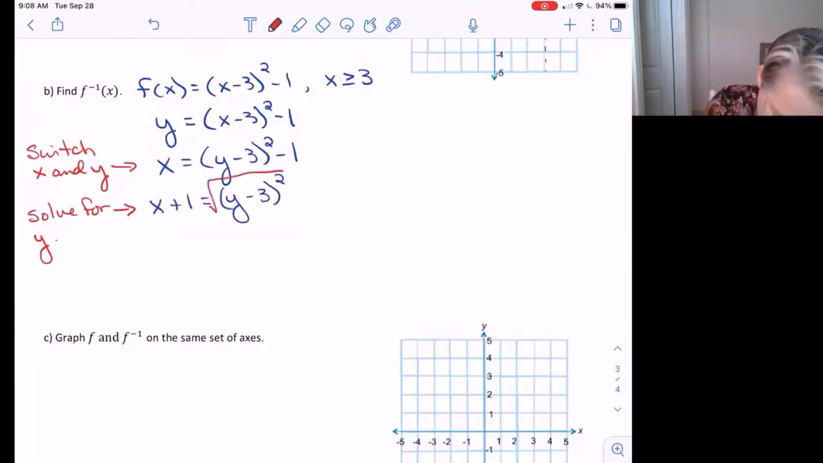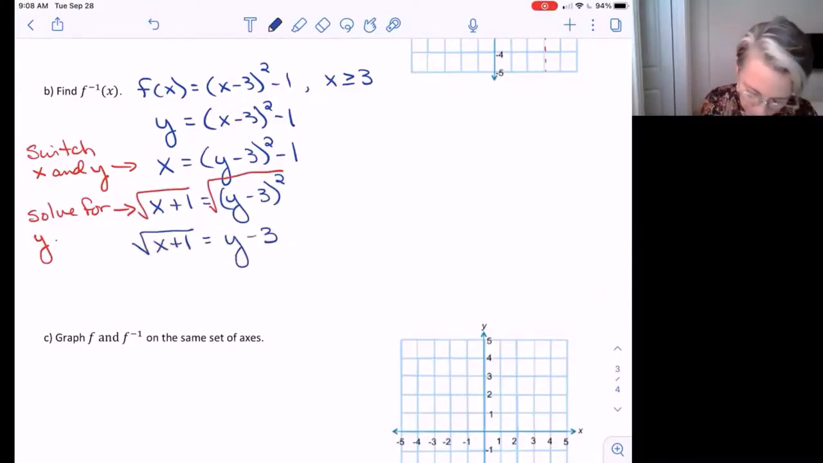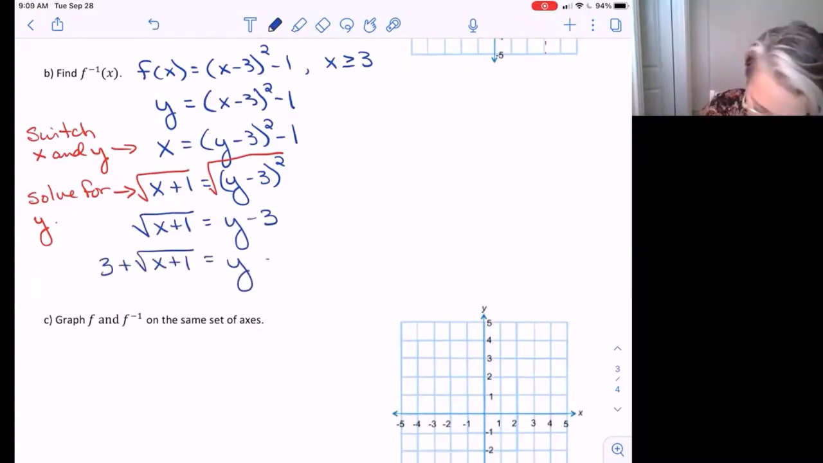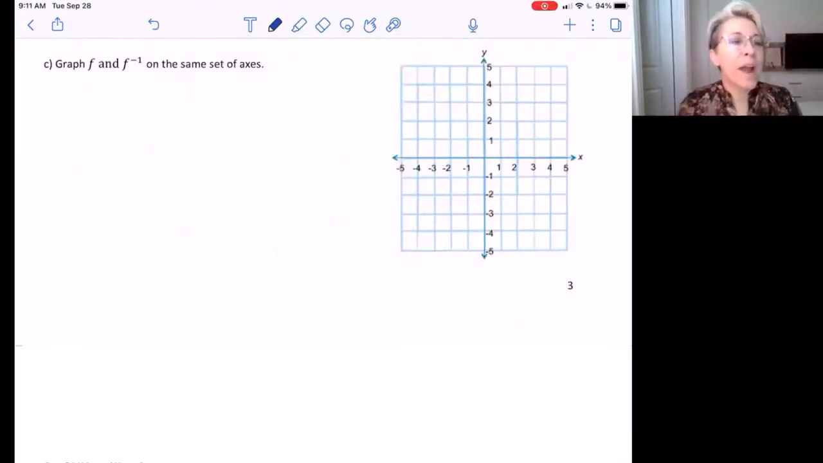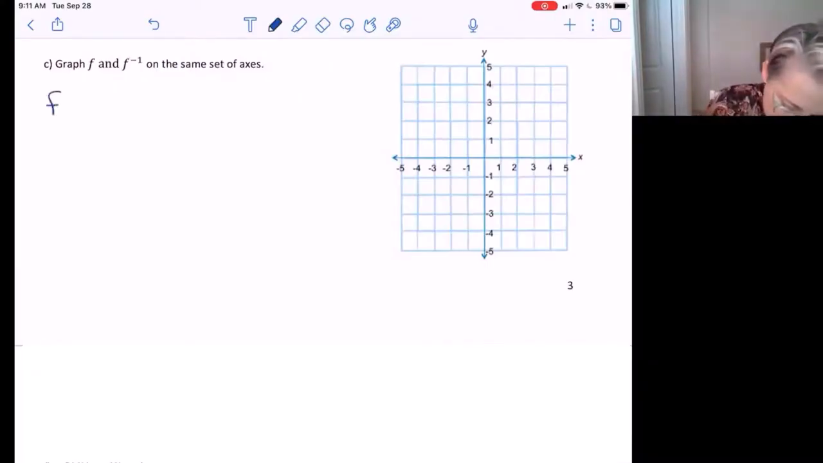So we're going to take the square root of both sides. And then add 3 to both sides. So this actually gives us our inverse function of 3 plus the square root of x plus 1. Now they're wanting us to graph f and f inverse on the same set of axes. So again, f of x is (x minus 3) quantity squared minus 1.